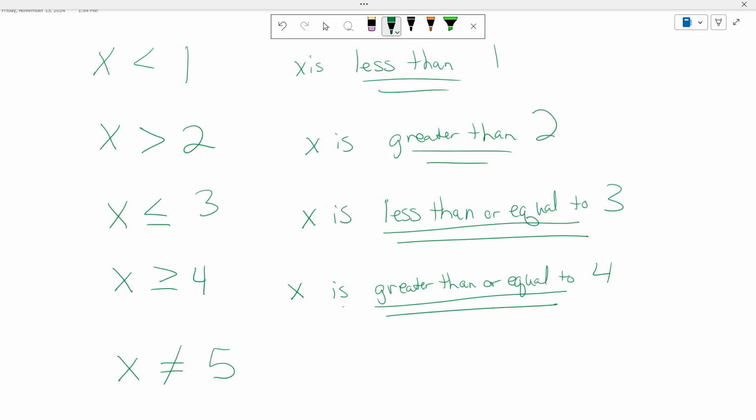What would this one be, Anthony? Yep, X is not equal to 5. So those are our 5 inequalities. Okay, less than, greater than, less than or equal to, greater than or equal to, not equal to.